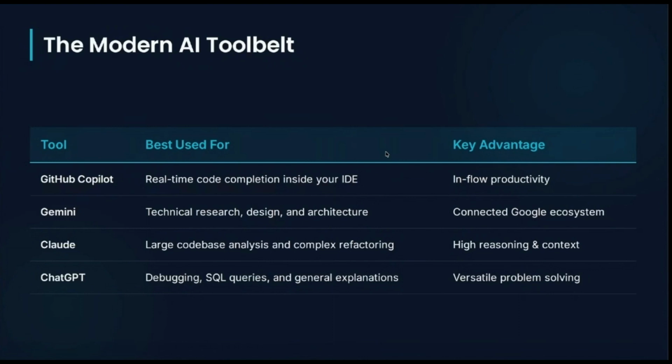Yeah, that's great. But things start changing when we see Gemini and Claude rising in the last year. Gemini is very strong for technical research, architecture discussions, and documentation. If you want to understand how to integrate your code base with Google technology, that's great as well.